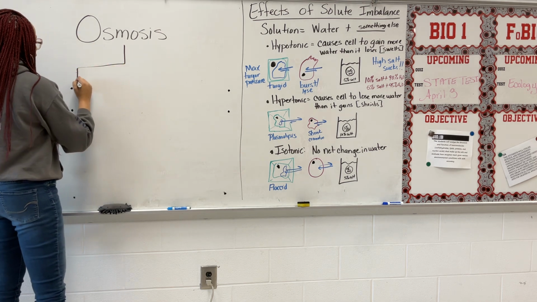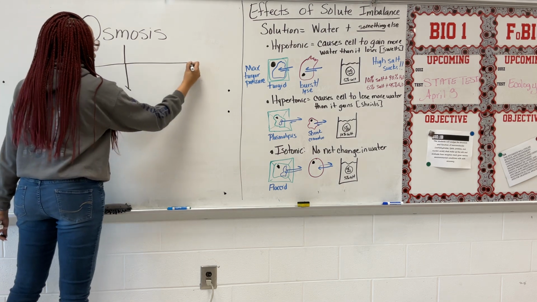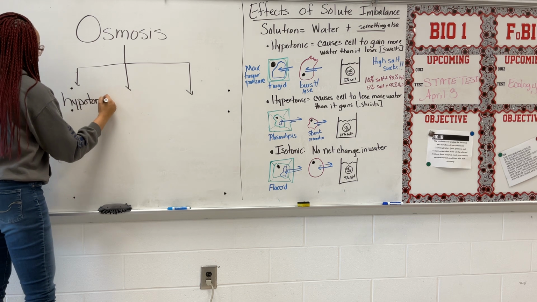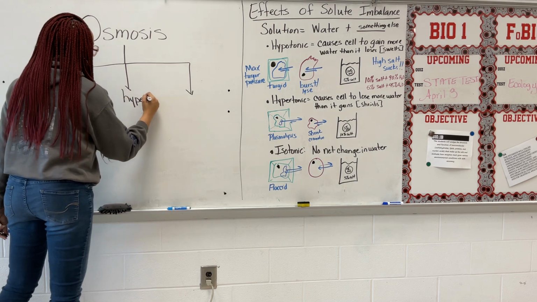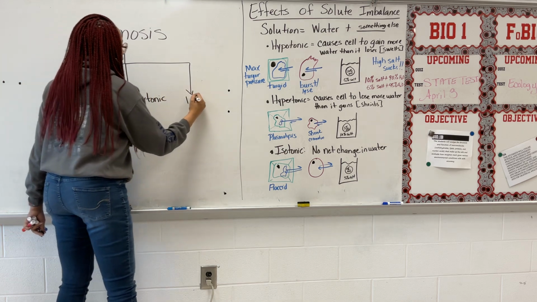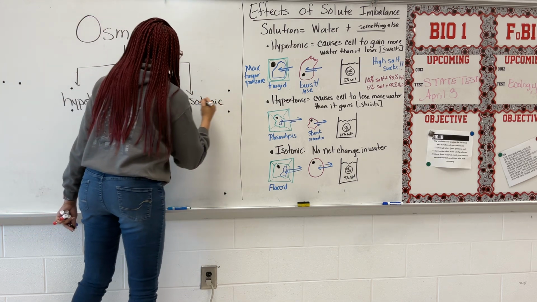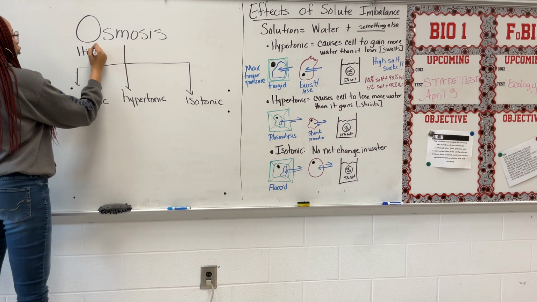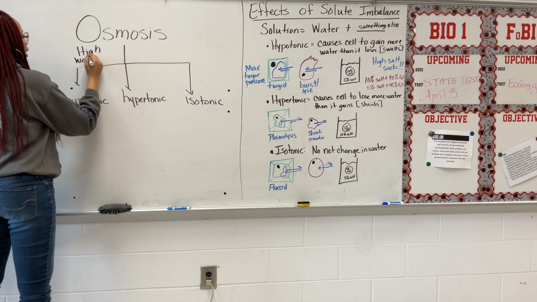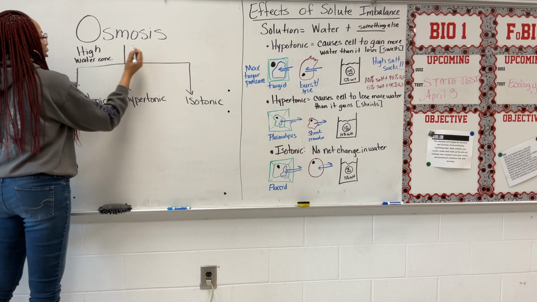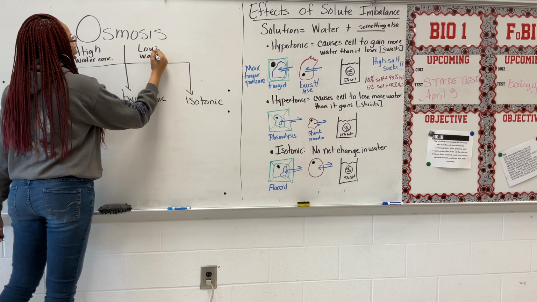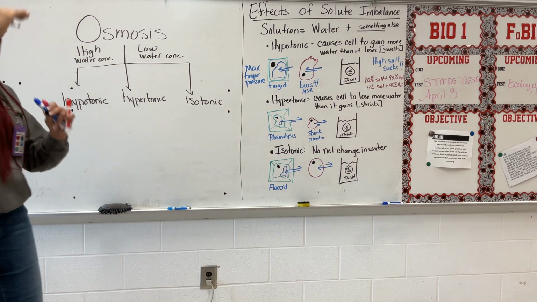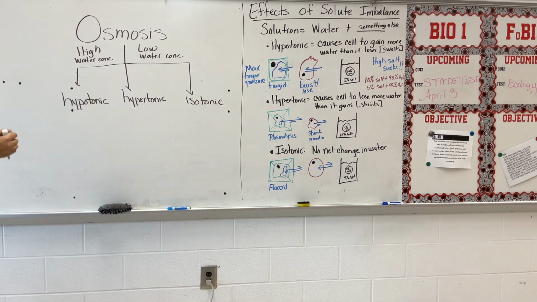So osmosis is directly linked to hypotonic, hypertonic, or isotonic. And remember, this is a type of passive transport. This is when we're looking at the movement of water from high water concentration to a low water concentration. And remember, we want equal concentration, not equal volume. So the amounts, like how high it is in a U-tube or whatever, doesn't matter.